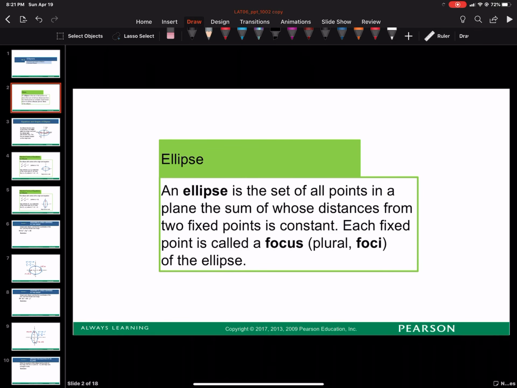Now, an ellipse is the set of all points in a plane, the sum of whose distances from two fixed points is a constant. Each fixed point is called a focus, or plural, foci, of the ellipse. With parabolas, we had a focus point. Now we're going to have foci, because it's plural, it's more than one, it's two. All right? So we're going to look at this.